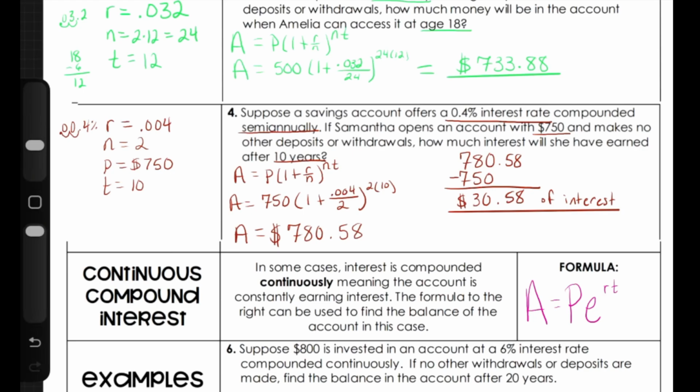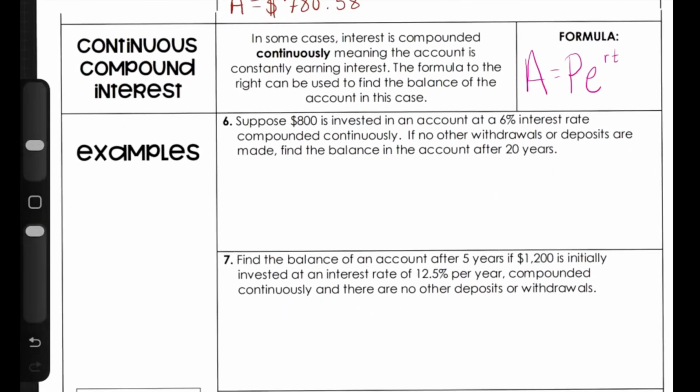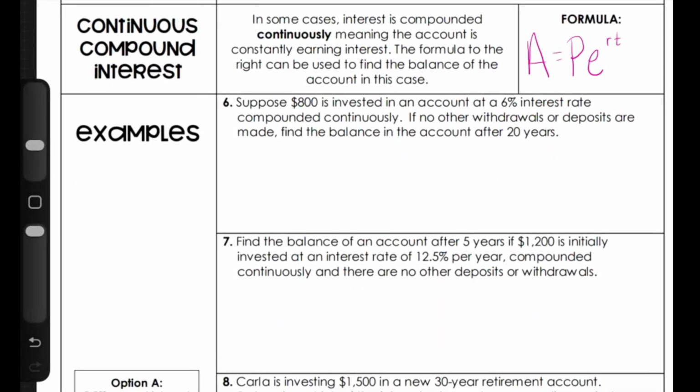Okay, so now that we got that out of the way, we're going to try a couple of examples using this new formula we have. We're going to start with number 6. Suppose $800 is invested in an account at a 6% interest rate, compounded continuously. If no other withdrawals or deposits are made, find the balance in the account after 20 years.